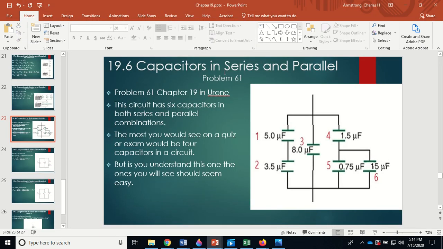Okay, capacitors in series and parallel, problem 61. This circuit has 6 capacitors in both series and parallel combinations. The most you would see on a quiz or an exam would be 4 capacitors in a circuit. So what we're doing is we're flexing our muscles. We're making a really, really hard one that's way harder than what you would see. So then when you see the ones you get, you'll say, whoa, these are easy.